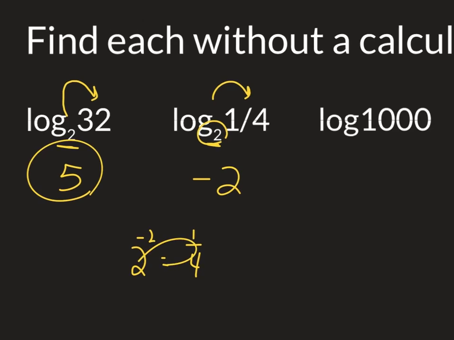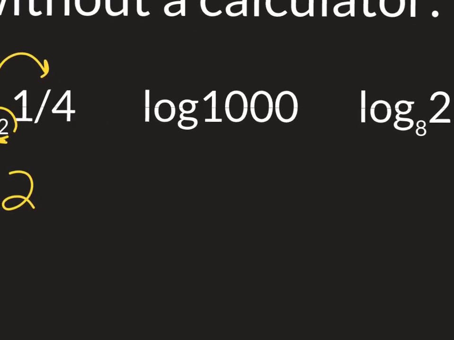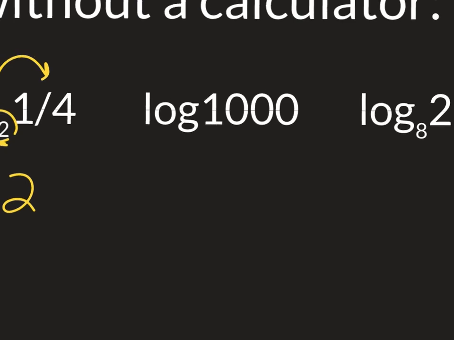All right, a couple more. Log 1,000. Now, if you see a log and it has no base, automatically the base is 10. So it's asking you 10 to what power is 1,000. So one more time, if you see a log that has no base, it's automatically base 10. So 10 to what power is 1,000? The third one, there's 3 zeros. 10 cubed is 1,000. All right, let's keep rolling here.